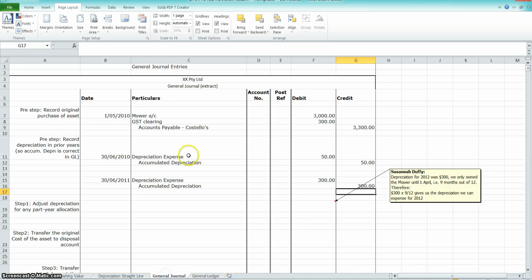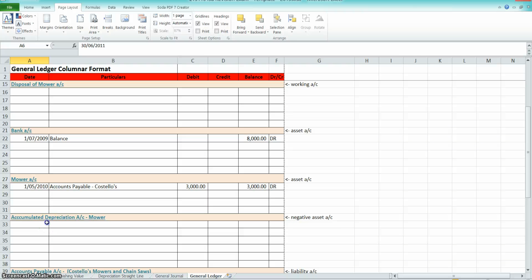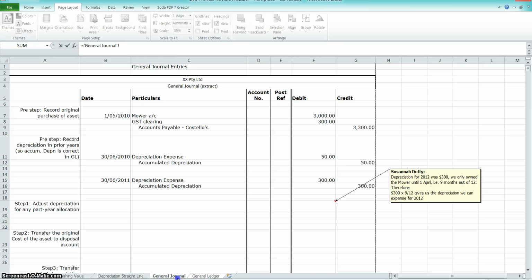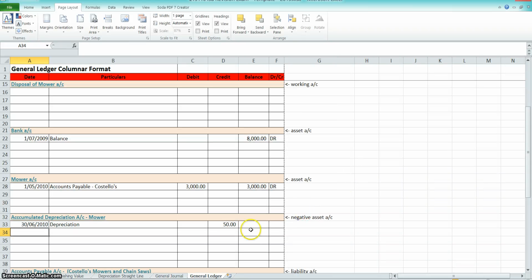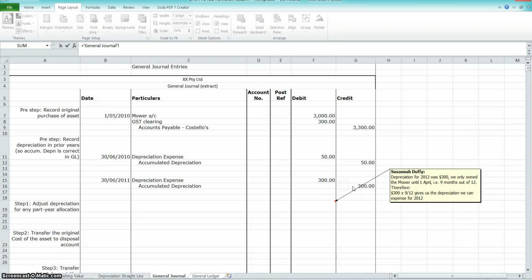The other side of these journals you need to post, obviously, is the accumulated depreciation. So we'll scroll down to that account. Again, 30th of June 2010, we would have depreciation equal to a credit of $50, which would give us credit balance $50. Now, if you remember, accumulated depreciation is a negative asset account, and you know that anything that's on the balance sheet, which is assets, liabilities, owner's equity, they don't get closed off at the end of the financial year. So we're going to keep like a running tally across the years of our accumulated depreciation.